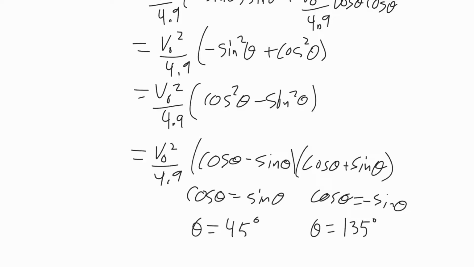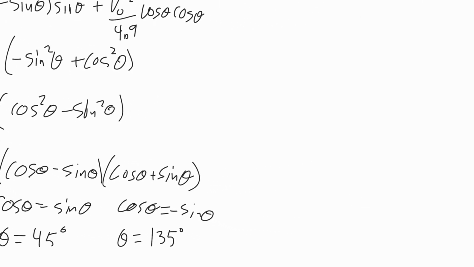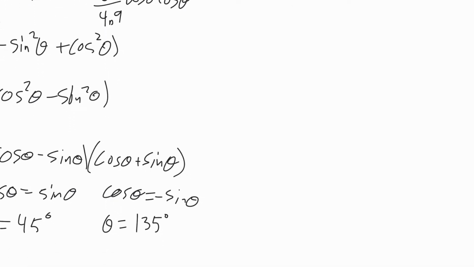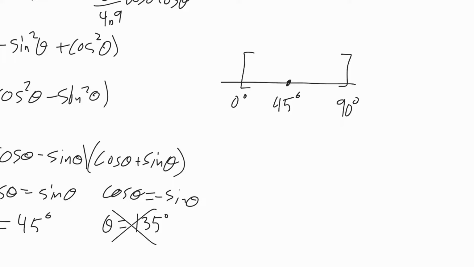All right, well, let's go ahead and draw our sine diagram. So we're going to get, we have our point at 45 degrees. We know that the minimum launch angle would be 0 degrees, and the maximum launch angle would be 90 degrees. So this point over here for 135, we can cross it out because it's not part of the domain. Now we need to pick a number bigger than 45 but less than 90. So here's our domain. We'll write that down. Our domain is 0 degrees to 90 degrees.